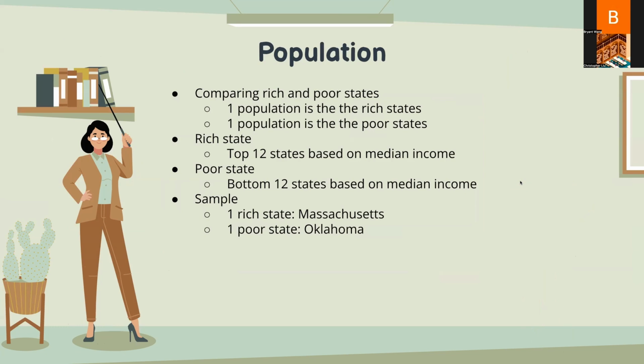So let's see how we define our population first. We're comparing the rich and the poor state. One population is the rich states and one population is the poor states. So how did we define a rich state and a poor state? Well, we had the top 12 states based on median income be rich states, and the bottom 12 states based on median household income be poor states. So our sample is one rich state and one poor state, which are Massachusetts and Oklahoma respectively.